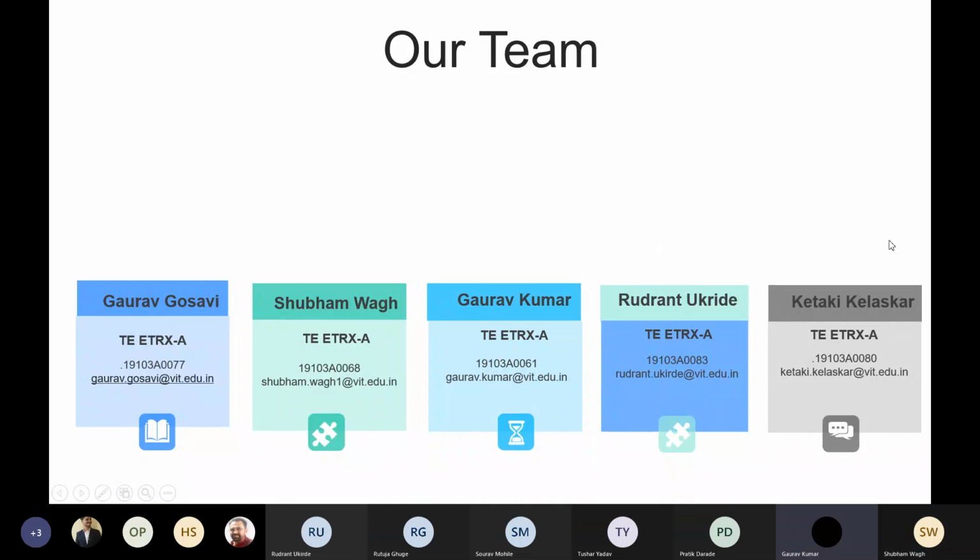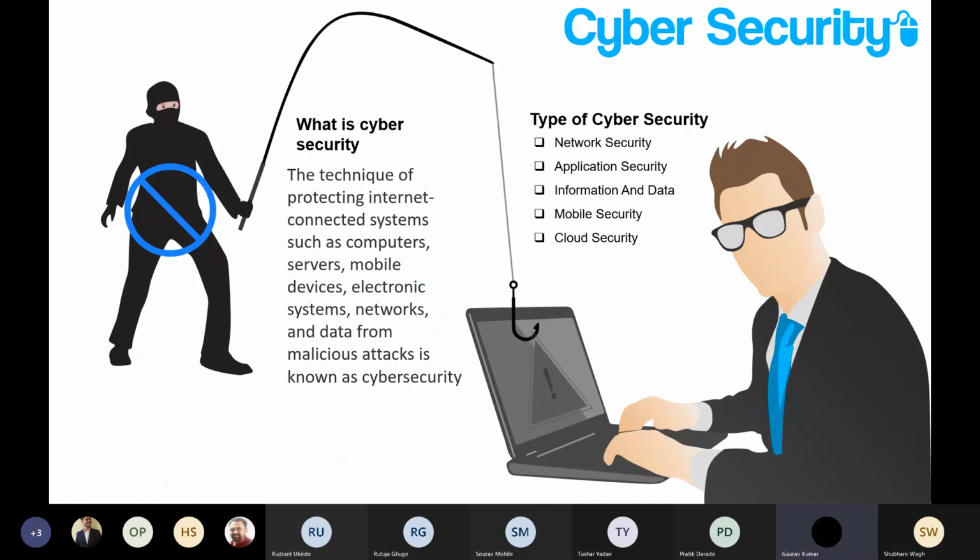So what is cybersecurity? Cybersecurity is the body of technologies, processes, and practices designed to protect networks, devices, programs, and data from attack, theft, damage, modification, or unauthorized access. The technique of protecting internet-connected systems such as computer servers, mobile devices, and electronic systems from malicious attacks is also known as cybersecurity. So basically, we can divide cybersecurity into two parts.